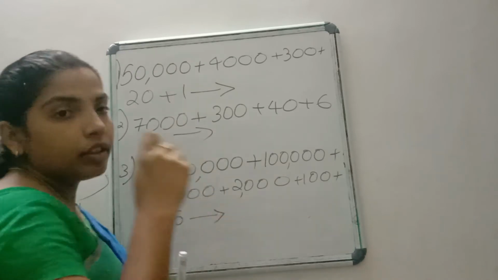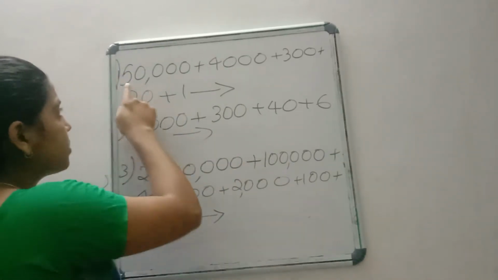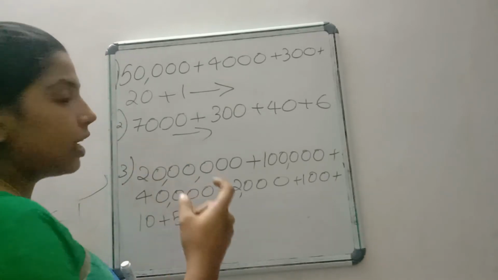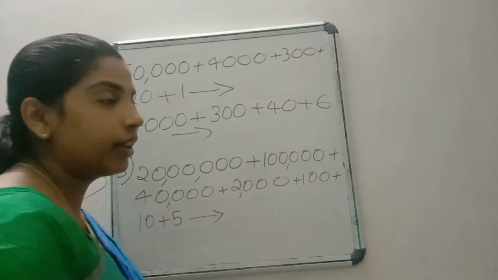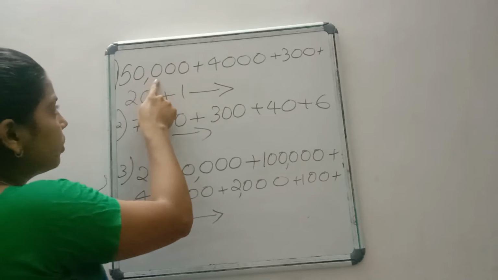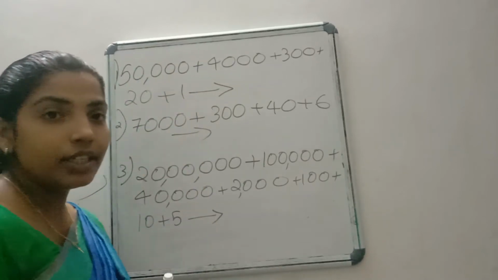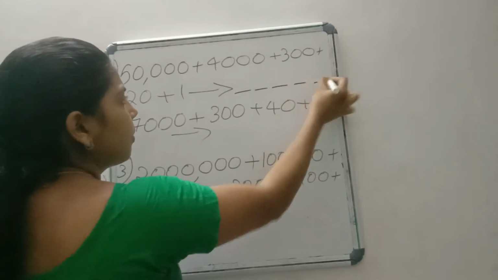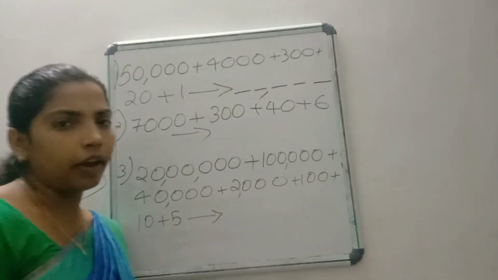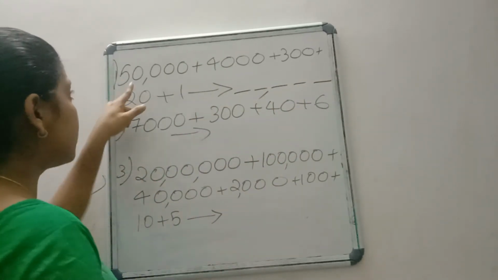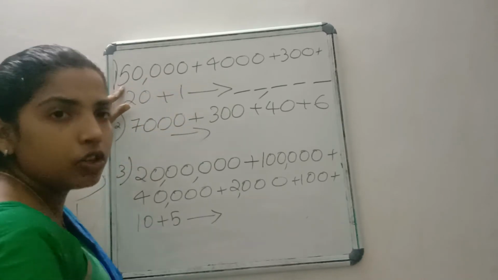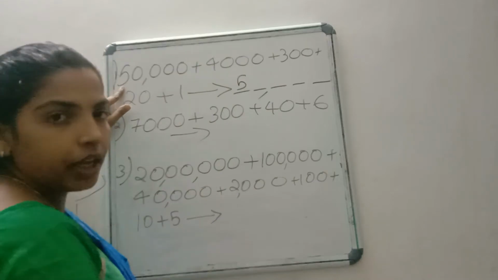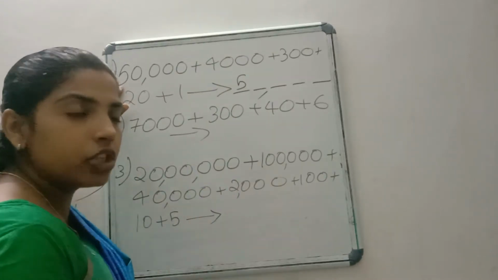Okay, the first step, just observe the first number, and see how many digits are there in that. 1, 2, 3, 4, 5. How many digits are there? 5. Just put 5 lines. And the next step is observe the first number and see the first digit of that number. It is 5. Write that 5 in the first place. Okay, there will be no change in that.